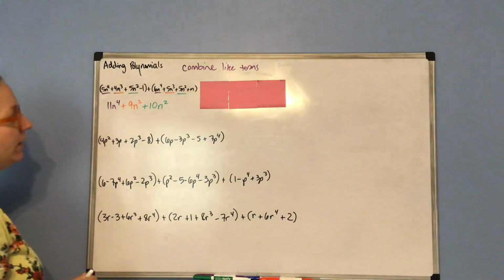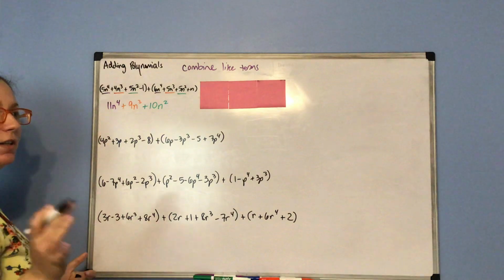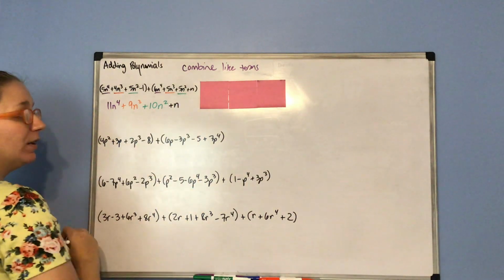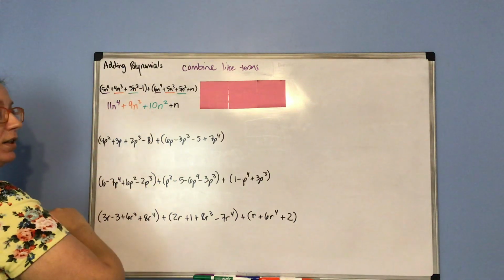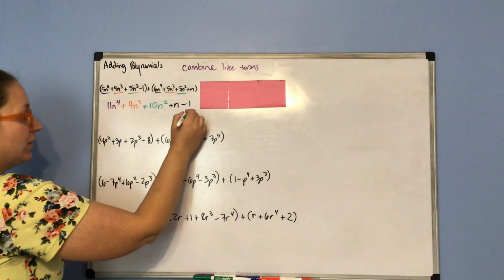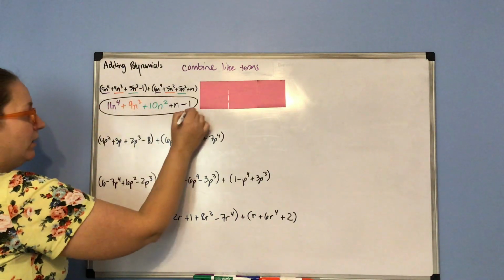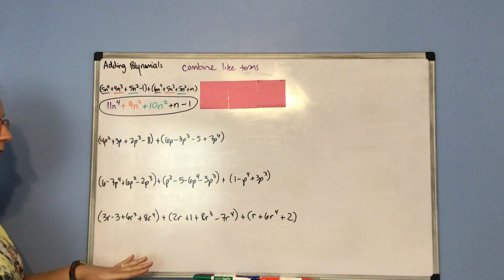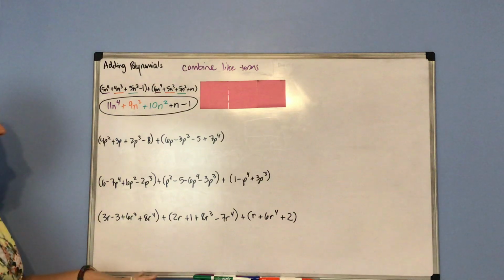Now we have a couple of things that won't combine with anything else, so we're just going to leave them alone. This is the only term with just an n in it, so it stays just plus n. This is the only just number term, so it stays minus 1. So my final answer here looks like this. The rest of these all work the same. We're just going to do a little more practice.